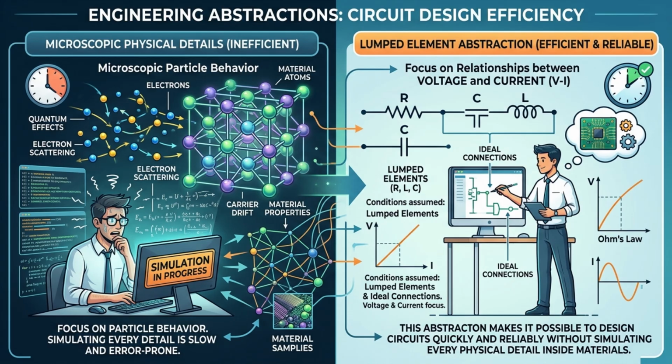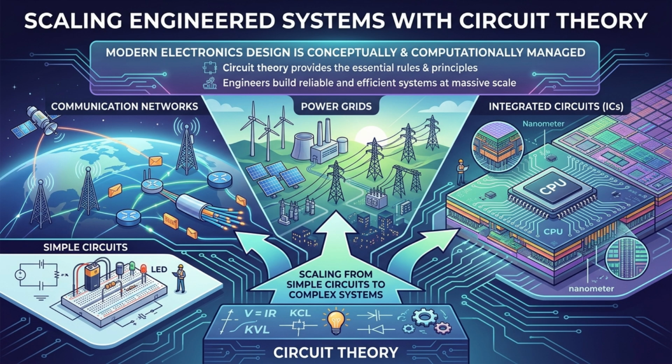By assuming conditions such as lumped elements and ideal connections, engineers can focus on relationships between voltage and current rather than microscopic particle behavior. This abstraction makes it possible to design circuits quickly and reliably without simulating every physical detail inside the materials. This approach allows engineers to scale from simple circuits to extremely complex systems like communication networks, power grids, and integrated circuits. Without circuit theory, modern electronics design would not be computationally or conceptually manageable.